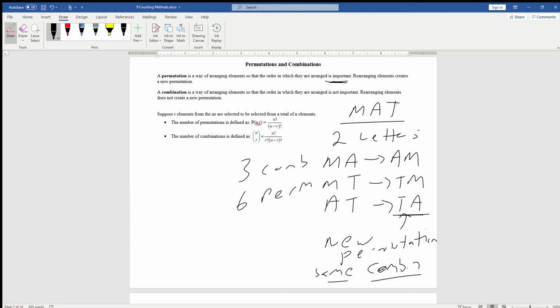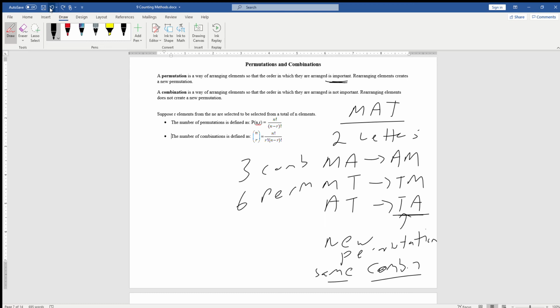A lot of times we don't necessarily care about what the order looks like; we just look at what the number might be. So let's say we have n elements and I want to pick r of those elements from that set. The number of permutations is n factorial divided by n minus r factorial. The number of combinations is the exact same formula except now we're throwing in this r factorial. So the only difference between those two formulas is the r factorial in the denominator. And again, this just figures out the number of combinations and the number of permutations.